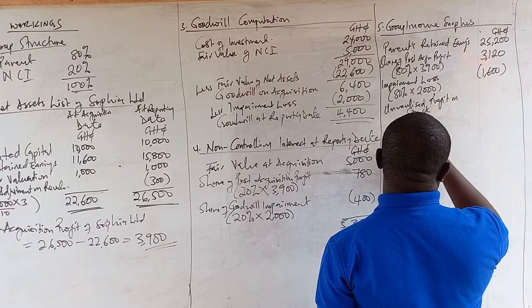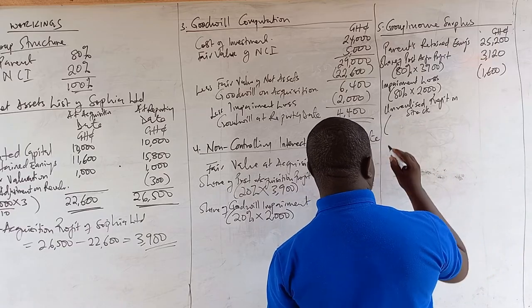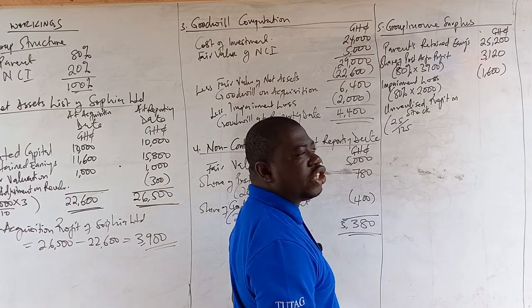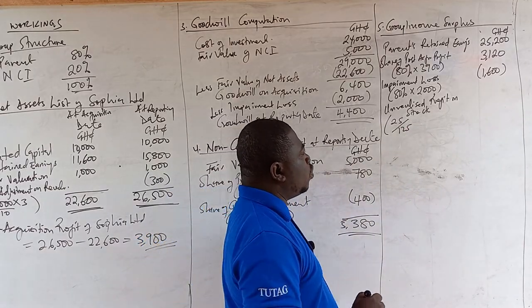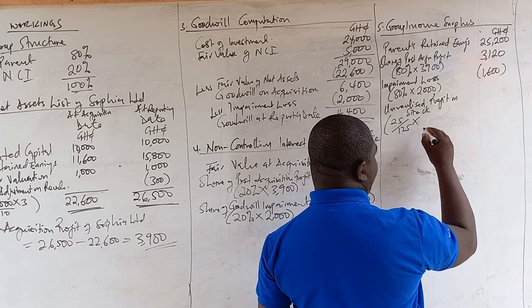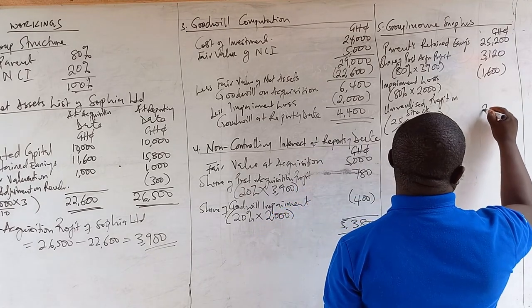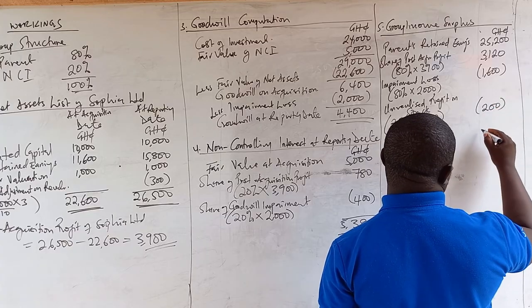And that was 200. Let's show the workings. Remember that I said it's 25 over 125. I changed the markup to margin. 25 over 125 times 1,000. The 1,000 is the goods that remain in stock. And that was 200. And I'm going to put that also in brackets.